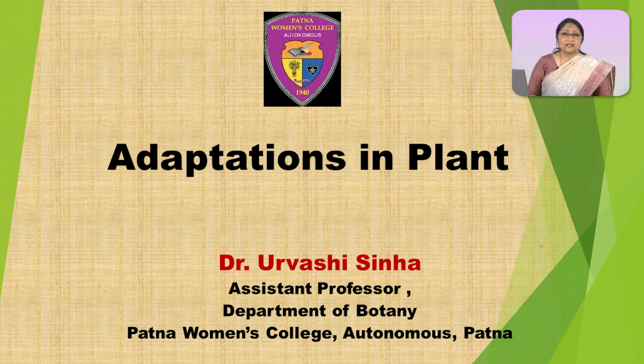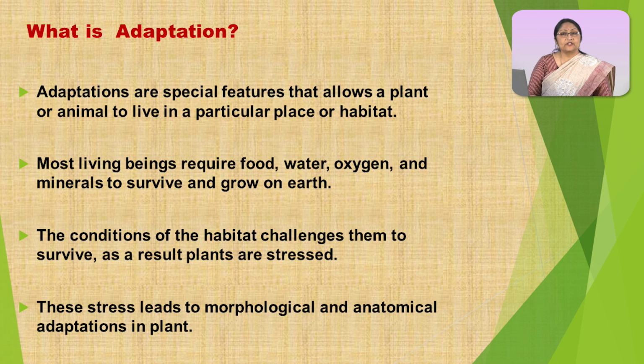Today, I'll discuss some plant adaptations and their types in various conditions. So what are adaptations? Adaptations are special features that allow a plant or an animal to live in a particular place or habitat. These adaptations might make it very difficult for the plant to survive in a different place. For example, seaweed is a plant adapted for underwater and a cactus is a plant adapted for the desert. Therefore, it is the condition of the habitat that leads to adaptive features in plants.